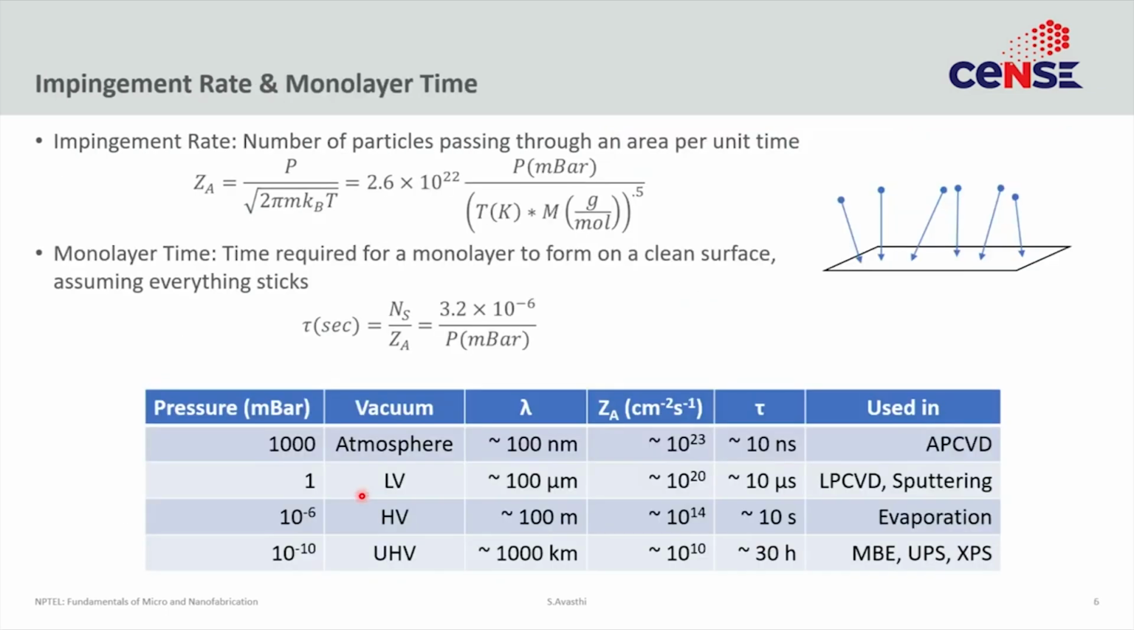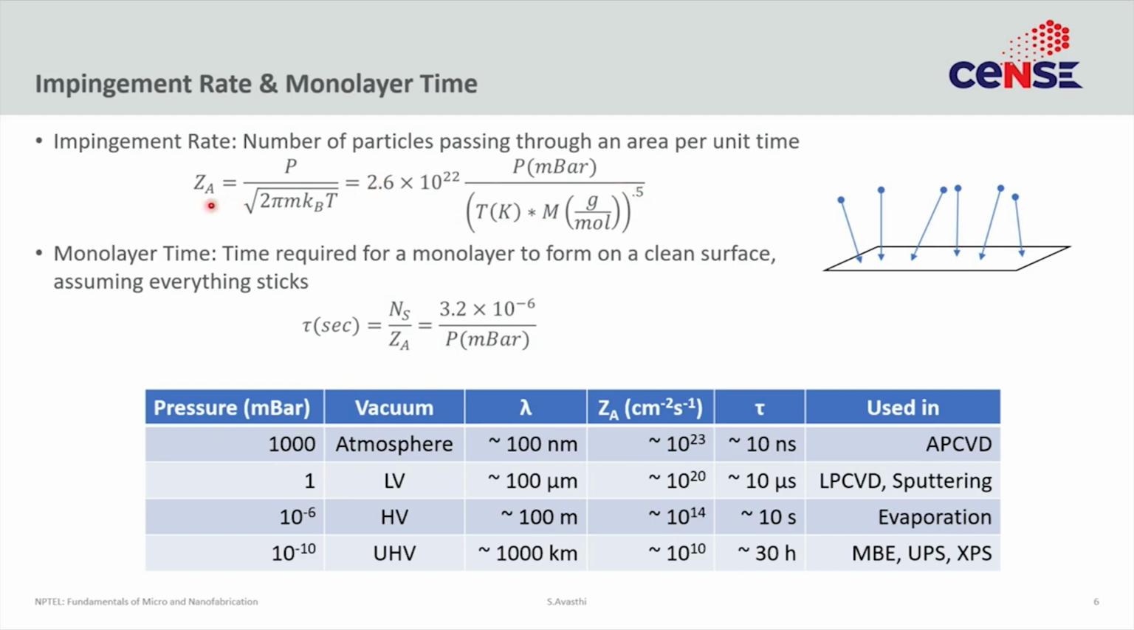Now once you have the concept of mean free path, you can take it one step further and ask yourself, what is the impingement rate? Impingement rate is, supposing I had an arbitrary imaginary 1 centimeter square area, how many atoms will actually come and impact it per second, per unit time. Again, you can simply calculate this using kinetic theory of gases. It's related to lambda and it's given by this formula.